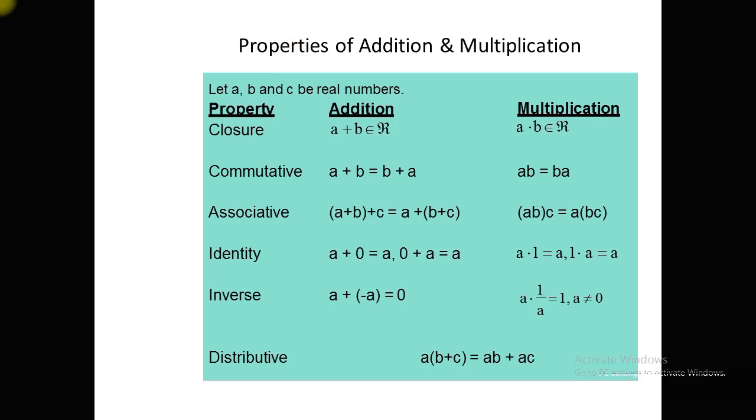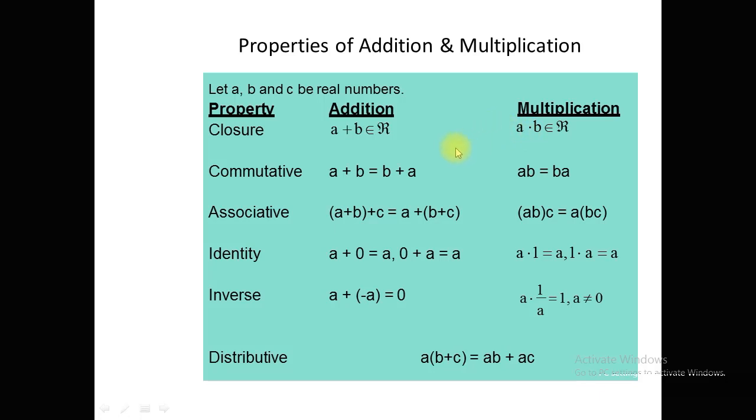With respect to addition and multiplication, the set of real numbers has these properties. Number one is the closure property. Let A, B and C be any three real numbers. Then the set of real numbers has the closure property with respect to addition and the multiplicative closure property with respect to multiplication. Closure property means that if A and B belong to the real numbers, then A plus B also belongs to the real numbers, and this is called the closure property with respect to addition for the set of real numbers. And A dot B belongs to the real numbers; this is called the closure property with respect to multiplication for the set of real numbers.